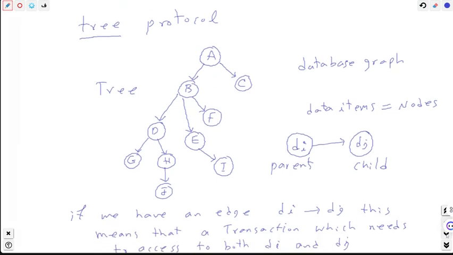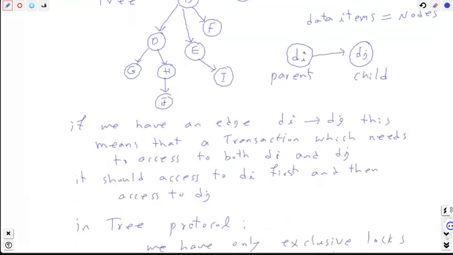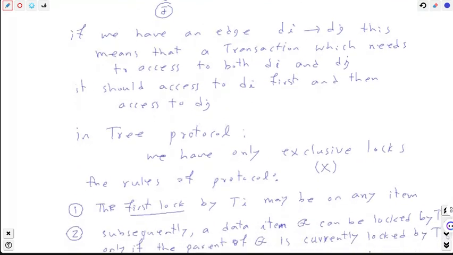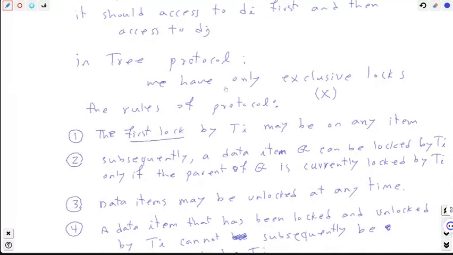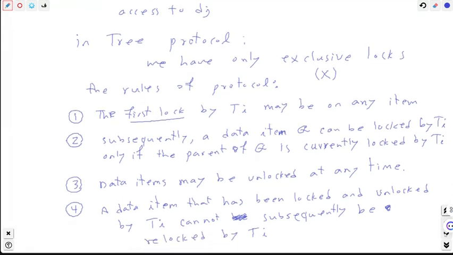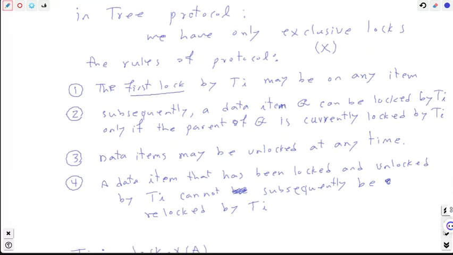Then we have 4 rules. Tree protocol has 4 rules. In Tree protocol, we only use exclusive locks. We do not have shared locks. We have just exclusive locks. All the locks in Tree protocol are exclusive. And we have 4 rules.